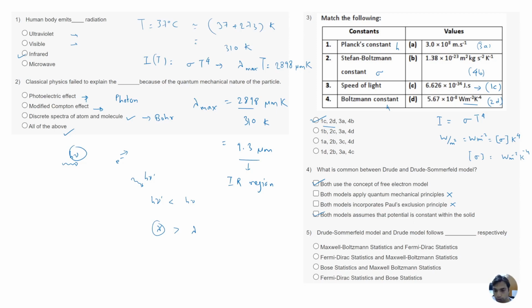The Drude-Sommerfeld model and Drude model follow dash respectively, and it is given the options of different statistics. So we know that the Drude-Sommerfeld model assumes the electrons to be fermions, and they will apply the Fermi-Dirac statistics. And the Drude model applies kinetic theory to the electrons, so it follows the Maxwell-Boltzmann statistics. So the correct answer is Fermi-Dirac statistics and Maxwell-Boltzmann statistics.